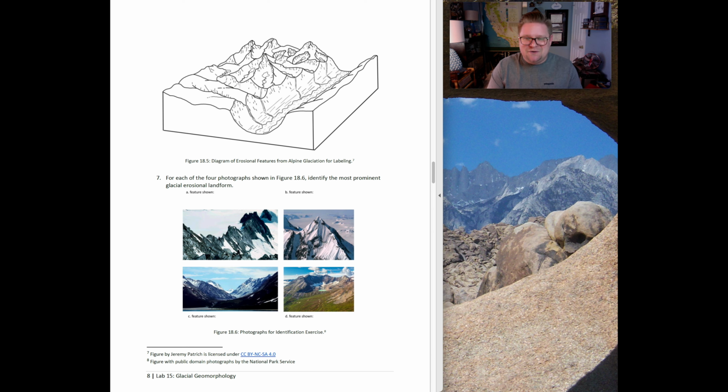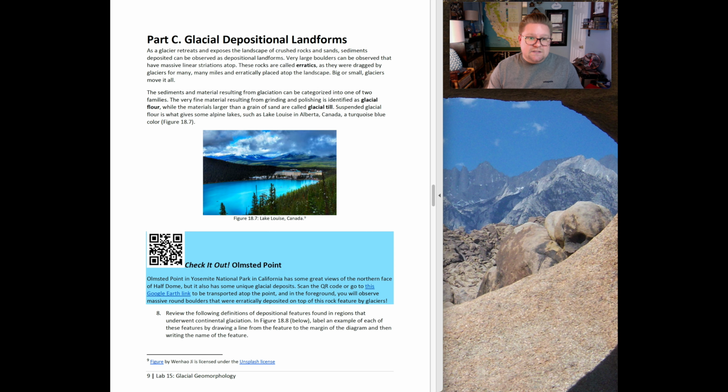Don't get too crazy with all your lines. But remember, there are wrong answers too, so make sure that you're very clear as to what you are identifying as being that specific feature. Now, moving forward to question 7, for each of these 4 photographs shown below, identify the most prominent glacial erosional landforms. So you're moving from a drawing into actual photos of what these features would look like, which I think is wonderful, because you're then able to observe just the sheer size of what these features look like in your landscape. So moving on to the next page, we can see that we will begin part C.